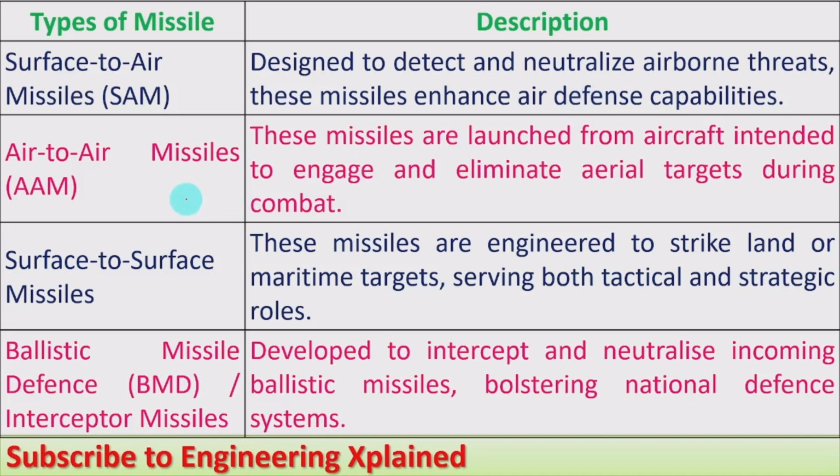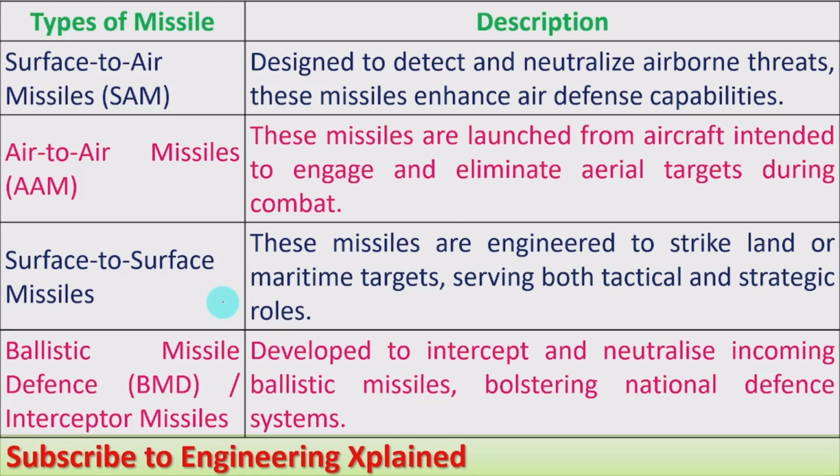The second one, air to air missiles, these are called AAMs. These missiles are launched from the aircraft intended to engage and eliminate aerial targets during combat. During the combat, the missiles may be launched against the aircrafts from the land or from the other aircrafts, and those are to be neutralized by launching the air to air missile from the fighting aircraft.